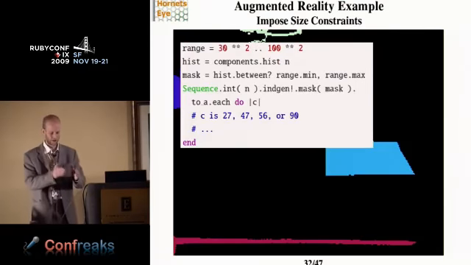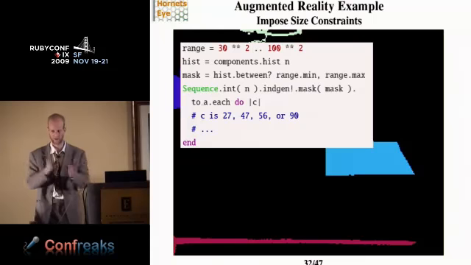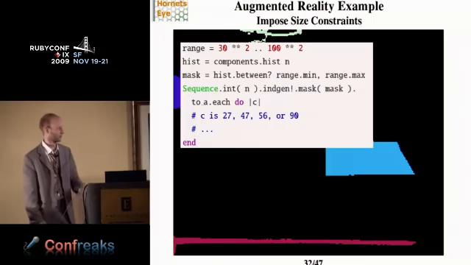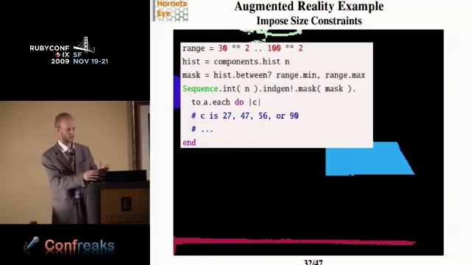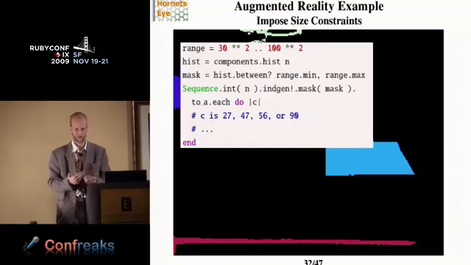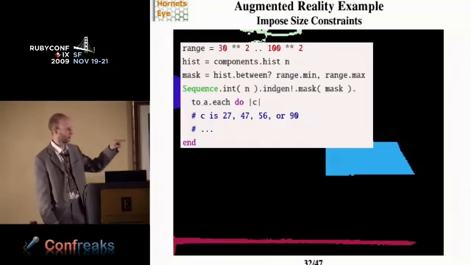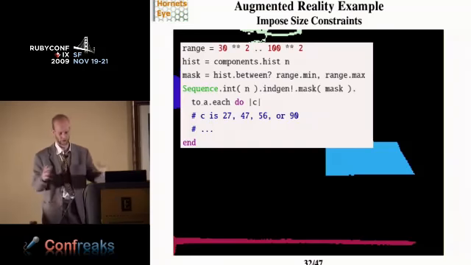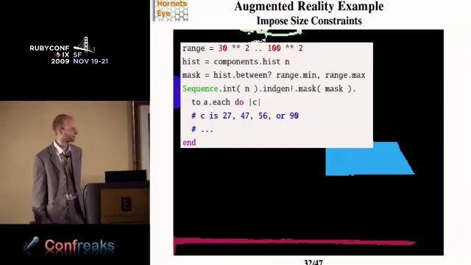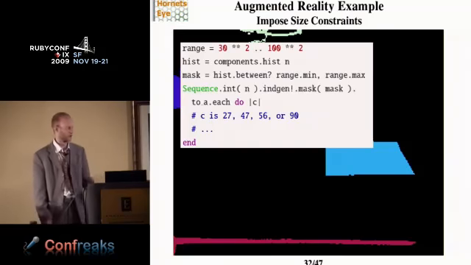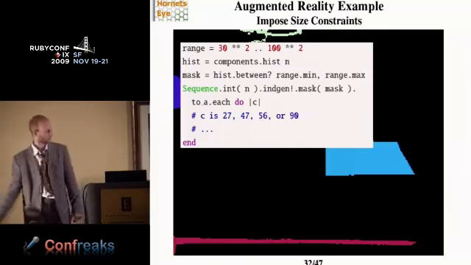And then we create a mask, a binary mask, to filter for the components which have a size which is within the acceptable range. And then I create an index array, select just the indices which I'm interested in using the mask, convert it to a Ruby array, and then I can loop over the indices. So I'm now looping over the remaining components which are not too small and not too big. And C is the loop variable.